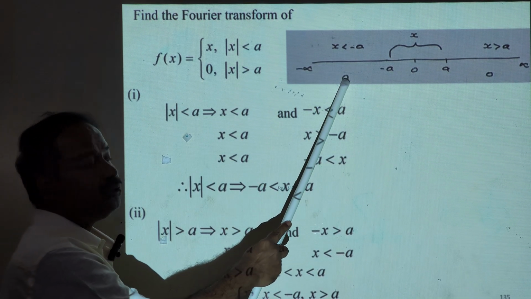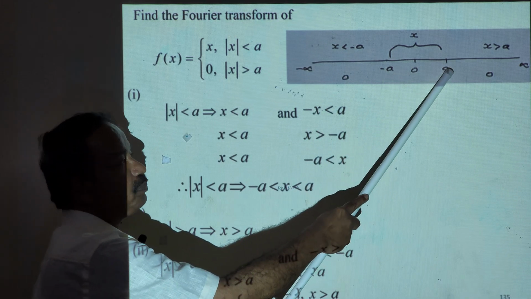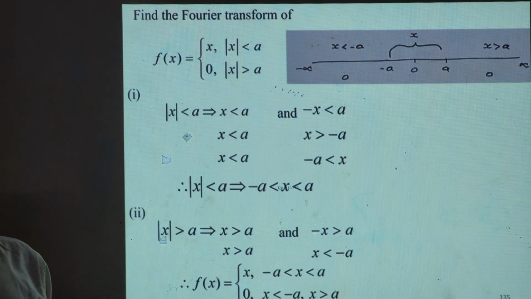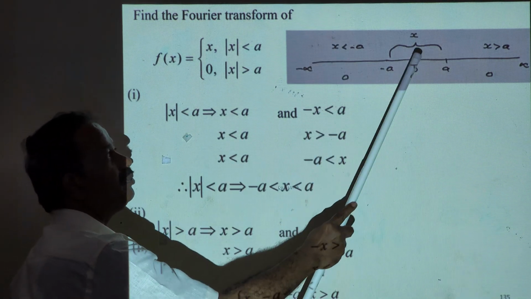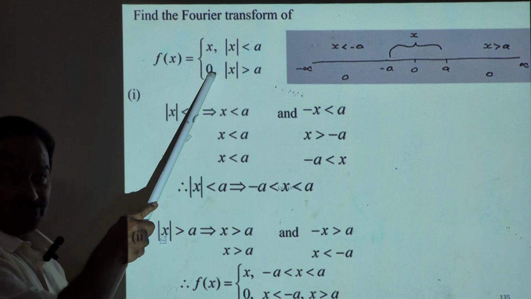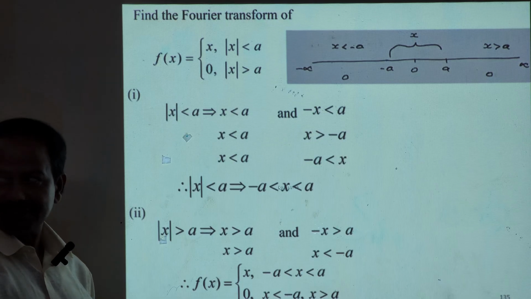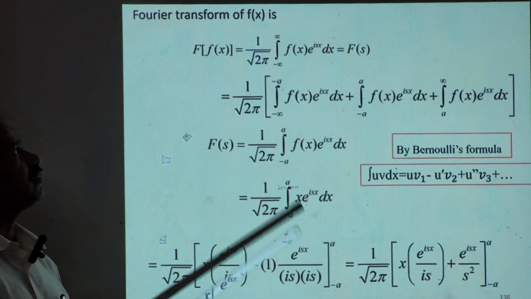Minus infinity to minus a it is 0, x lies between minus a and plus a, that will be your x, and here where x is greater than a, again it is 0. So on either side 0, and we have x alone in this limit. Okay. So if any problem like this exists, you have to change it into exactly like this. This is very important. So now it is easy to solve.